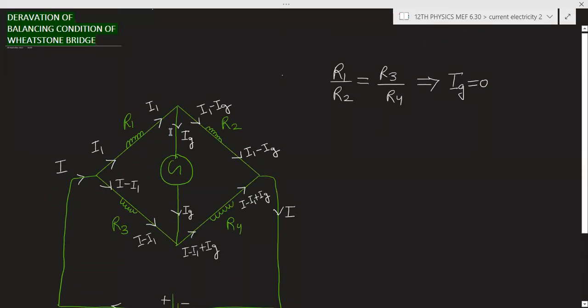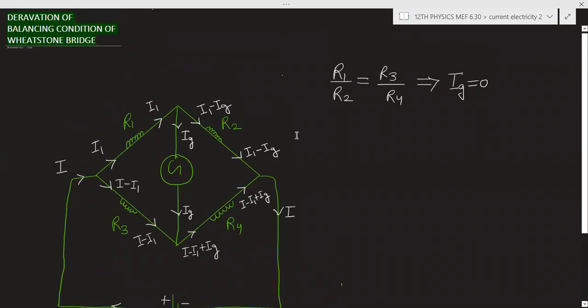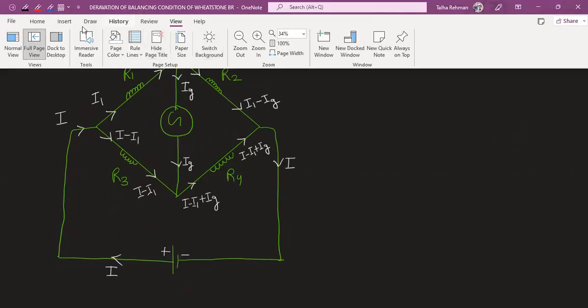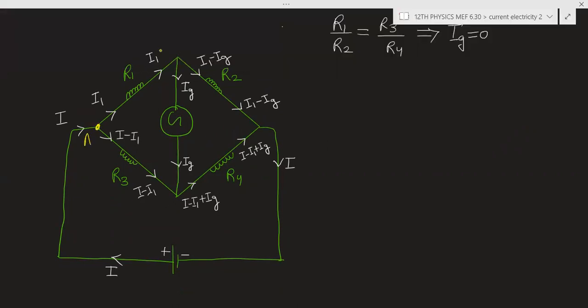This derivation has already appeared in your exam also. So first, you know this thing already. You have to prove that R1 divided by R2 equals R3 divided by R4 if IG is equal to 0. Now we will choose the points in the loop. Suppose this is point A, this is point B, this is point C, and this is point D. Okay, so these are the points I am taking.